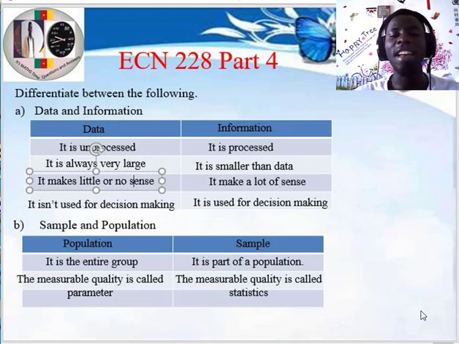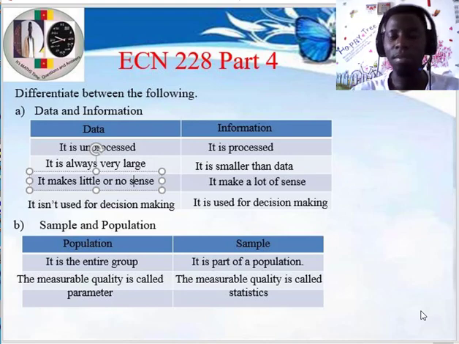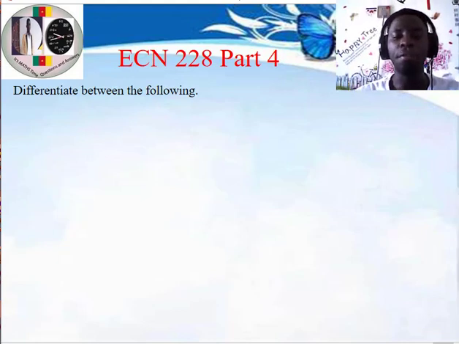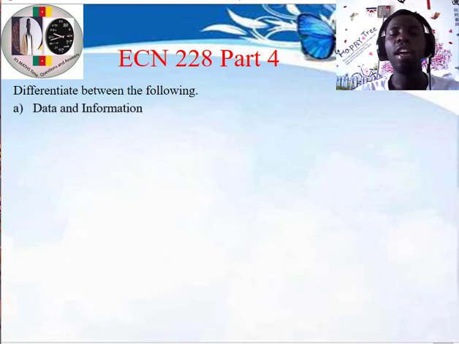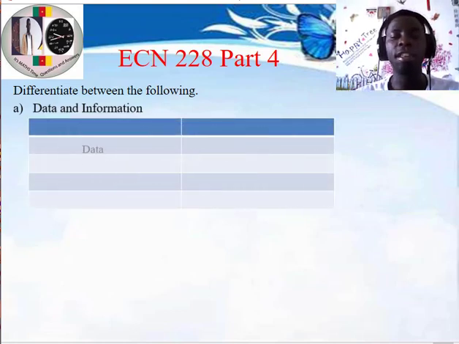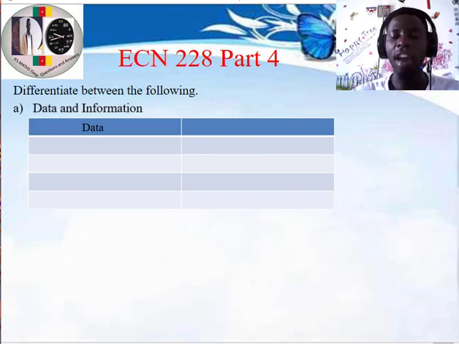Without much ado, let's dive into the questions proper. Question number 1 says we should differentiate between the following: data and information. We know that data is different from information in the following ways. We are going to do this differentiation in a tabular manner. We will have a table and we'll call the first entry data and the second information. How does data differ from information?